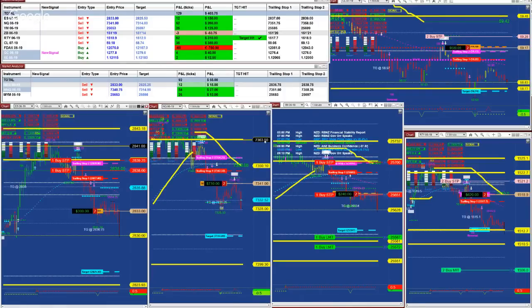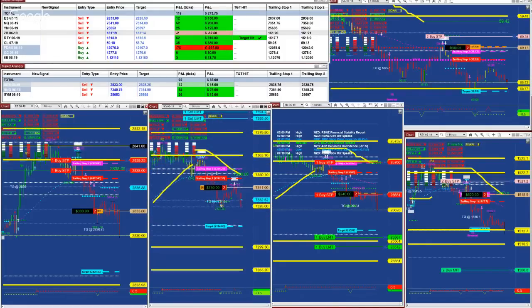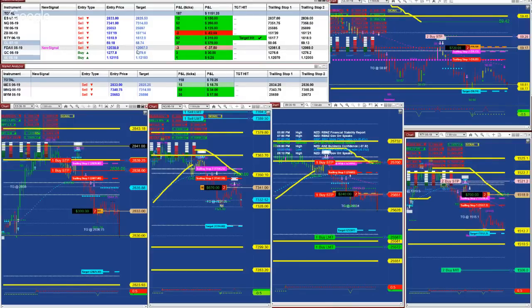There we go. A lot of traders are on the NASDAQ. A new signal on the DAX, sell at 038, 007 is your target, right there. DAX sell order. There we go, guys.